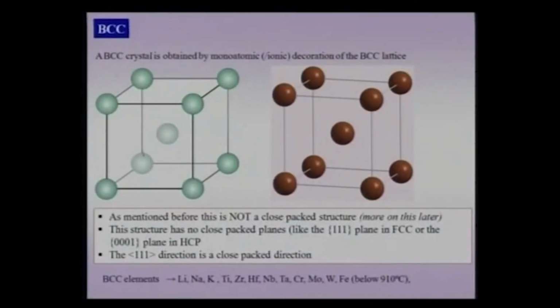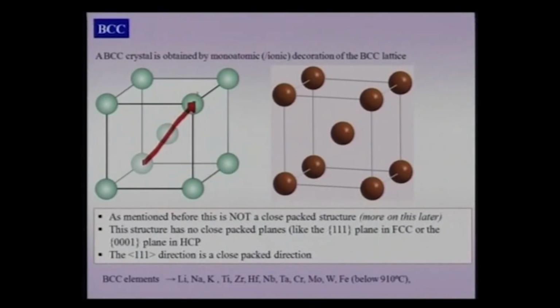However, the 1-1-1 direction is a close packed direction. That means the atoms touch along the 1-1-1 direction. This is my origin, for instance, and this is the other vertex. So, my 1-1-1 direction will be the direction connecting these, and the atoms touch along the 1-1-1 direction, and therefore that is a close packed direction in the BCC crystal.